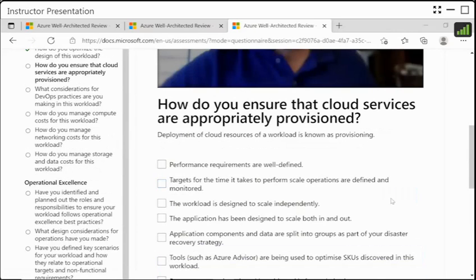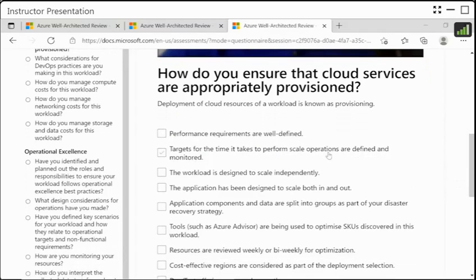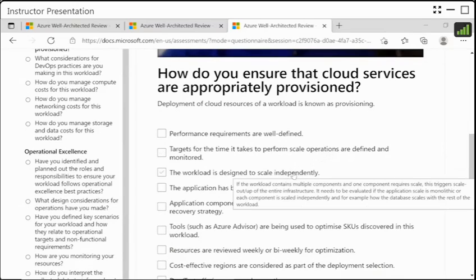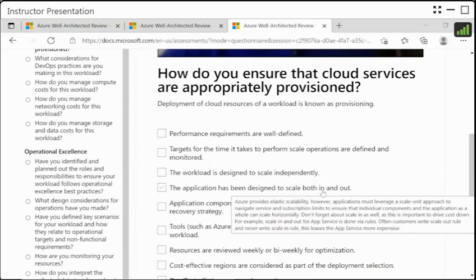How do you ensure that cloud services are appropriately provisioned? Deployment of your cloud resources of a workload is known as provisioning. When you create a resource or provision a resource or instantiate a resource, you're creating something that you're going to start getting billed for, like a virtual machine. Are your performance requirements well defined? Absolutely not. Targets for the time it takes to perform scaled operations are defined and monitored? No. Is the workload designed to scale independently? No. The application has been designed to scale both in and out? No.